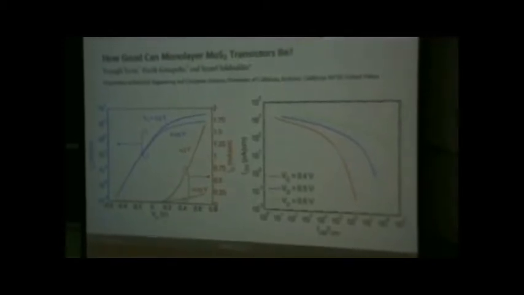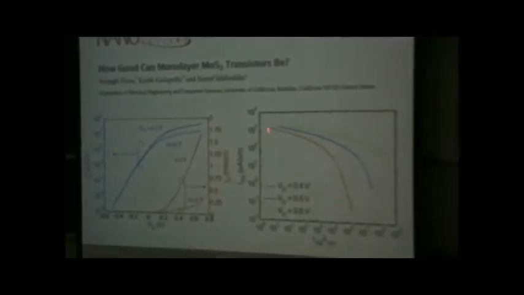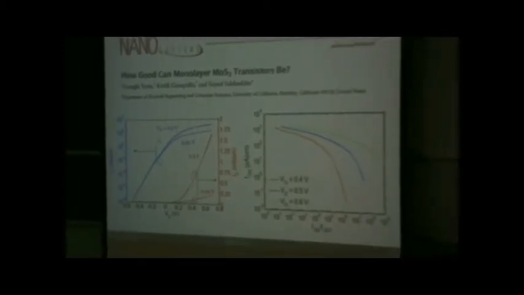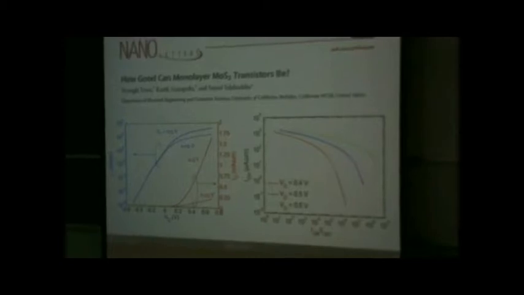So we concluded this paper in a pessimistic form. We said that maybe this is good for low power electronics because you can get very large on-off ratios because of the very high band gap, but probably not good enough for high performance electronics. But to some extent this was expected.